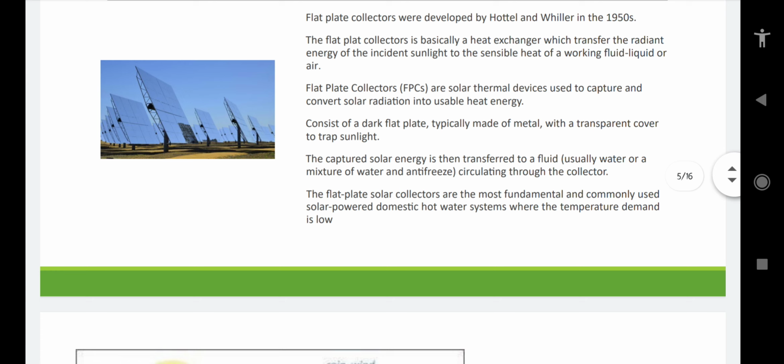They consist of a dark plate, typically made of metal, with a transparent cover to trap sunlight. The captured solar energy is then transferred to a fluid circulating through the collector. Flat plate solar collectors are the most fundamental and commonly used solar power devices for domestic hot water systems where the temperature demand is low. We can use these flat plate collectors for domestic users and for hot water, and for many other applications.